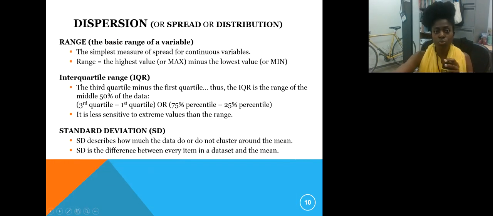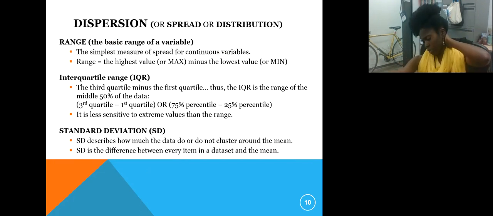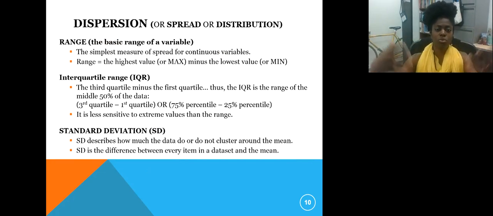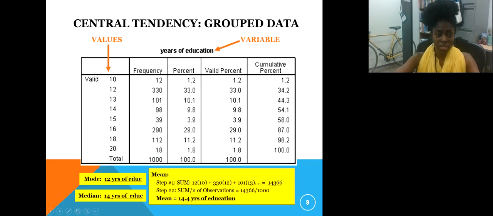All right, so now let's go to measures of dispersion. Again, dispersion means the same thing as spread, how spread out something is, or how distributed something is. Range, max minus min. Note here the importance of what I'm hovering over now, value. Highest value minus lowest value. So what value is the highest here? The only values I see are 10, 12, 13, 14, 15, and so on. So the highest value is 20. The lowest value, to the question of how many years of education do you have, is 10. 10 years of education, I dropped out at the 10th grade.